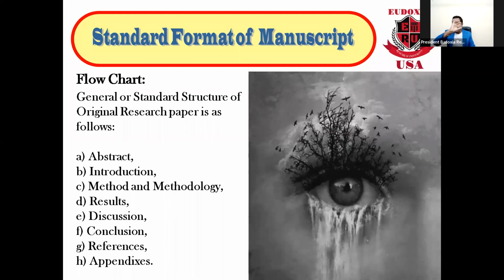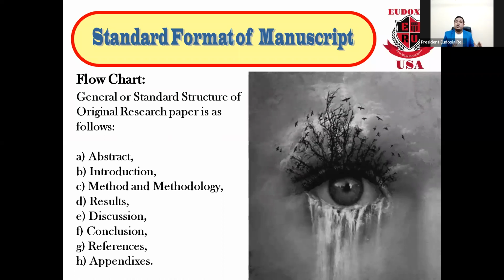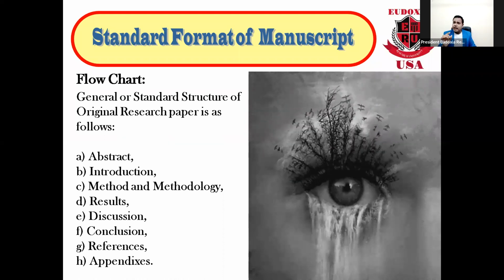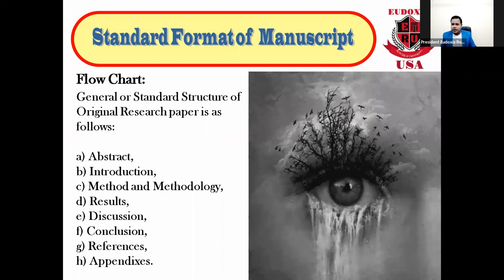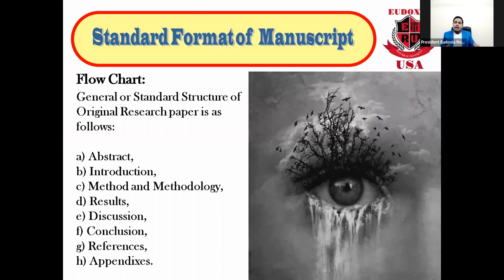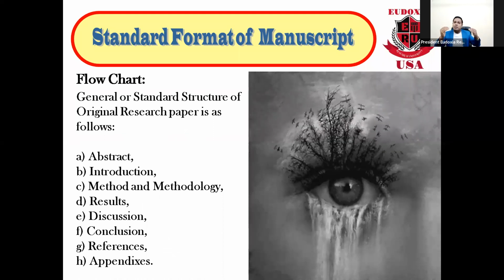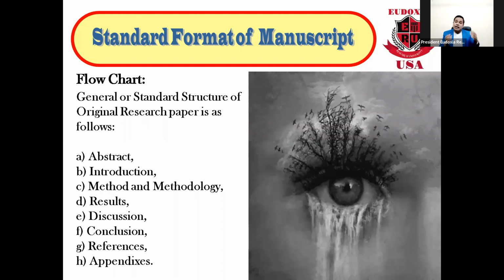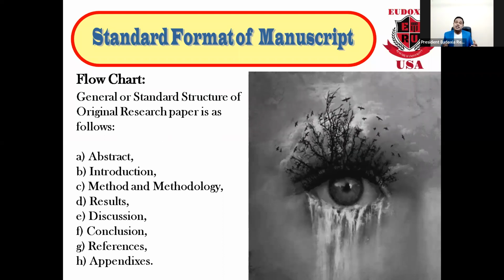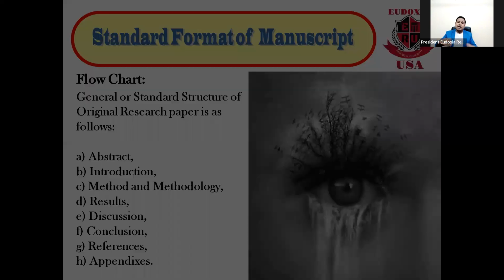Now you see the title of the paper, then your affiliation, then comes the abstract. All right. Abstract and introduction are always different. I will share that later on. After the abstract, the introduction will come, then method and methodology, results, then discussion, then conclusion, references, and appendix. So what is needed in every section?